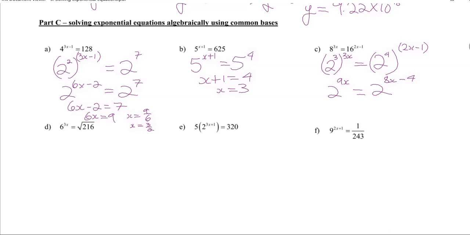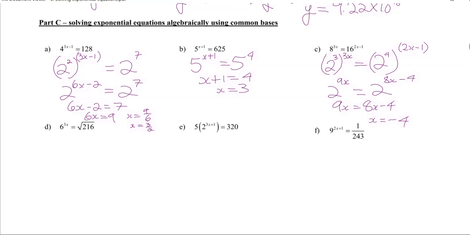Okay, bases are the same. What do I do with these guys? What's 9x equal to? 8x minus 4. What's x equal to? Subtract 8x from both sides, get x is equal to negative 4.